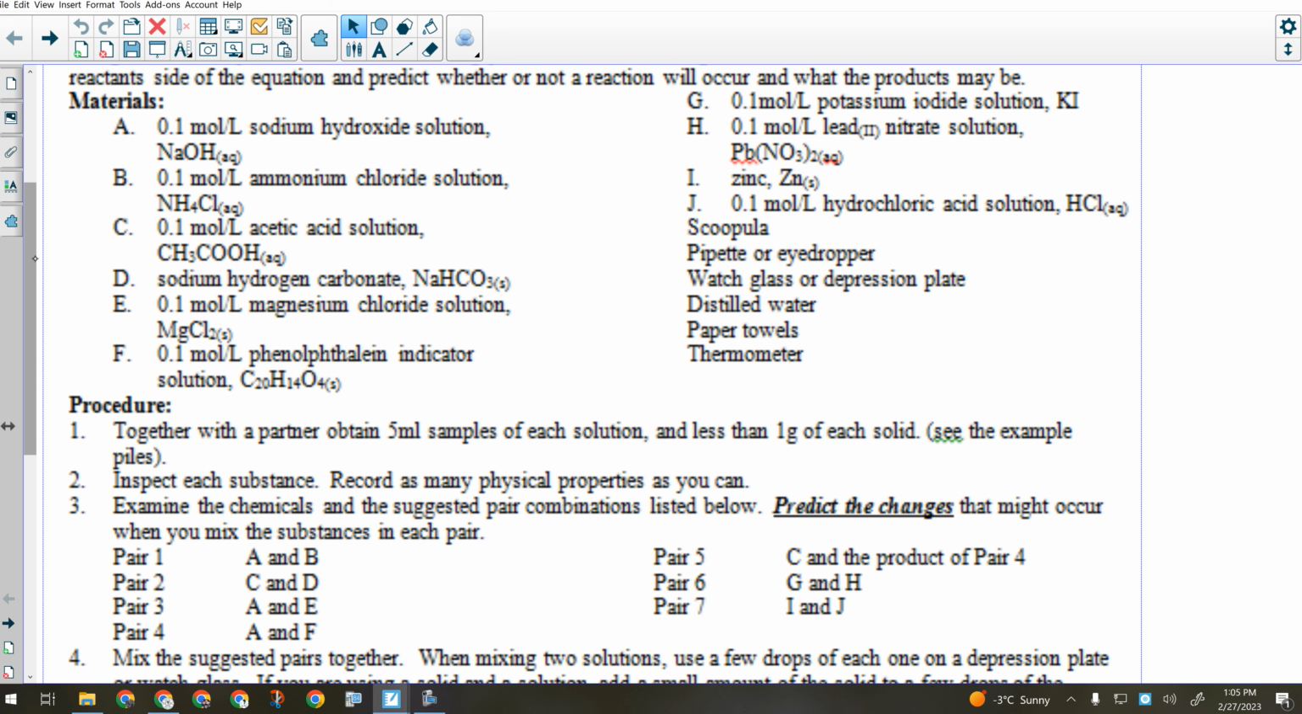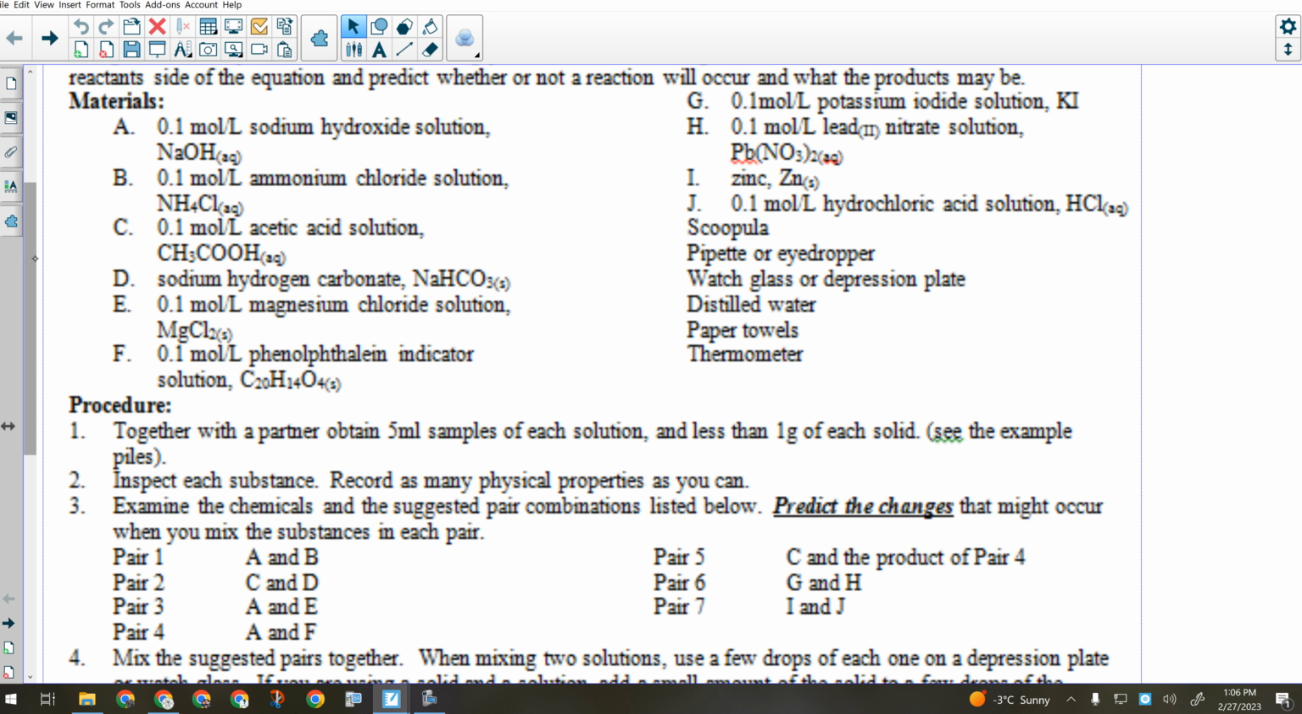Now, for pair 5, we're going to take the mixture we get from pair 4, and we're going to add acetic acid. And when we do that, hopefully we'll see something change as a result. Okay? And then pair 6, okay, in pair 6 we're mixing G and H, so that's potassium iodide and lead 2 nitrate solution. Okay, see what happens with that one. And then the last one, you're going to take a chunk of zinc and you're going to put hydrochloric acid on and see what happens to it.